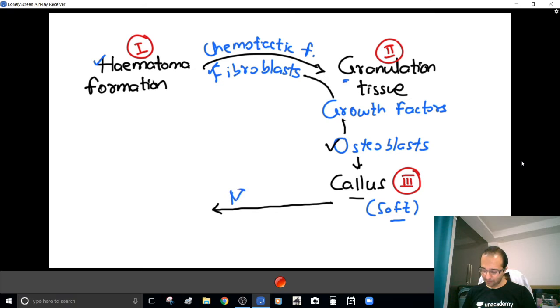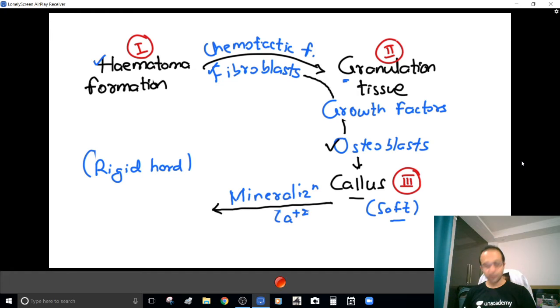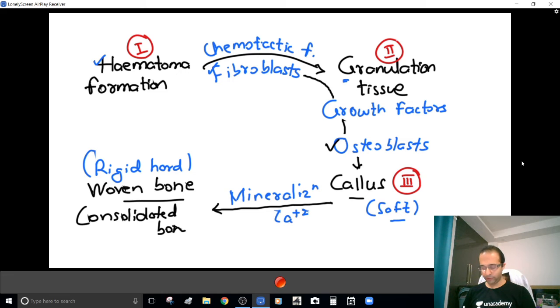This callus undergoes mineralization. So basically, calcium deposits in callus, and as calcium deposits in callus, callus basically becomes rigid, hard. And this rigid hard callus is almost synonymous with the word woven bone, or as some people also like to call it, consolidated bone. So this is the fourth stage of fracture healing, woven bone formation, and it is woven bone that is rigid, hard, strong, calcified callus.